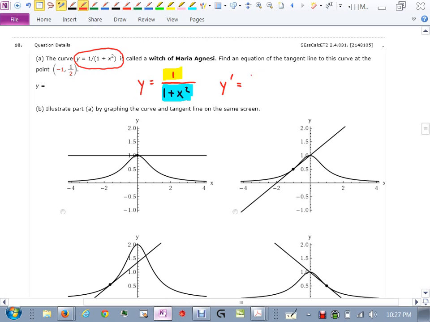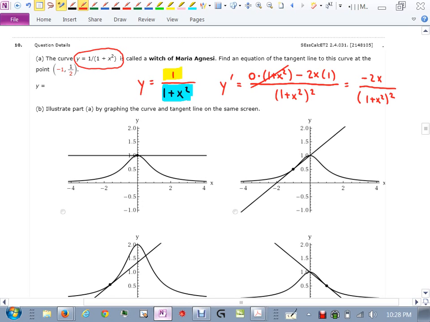The derivative of the top is 0, right? The derivative of 1 is 0 times the bottom. That's really not going to matter because 0 is going to kill it. Minus the derivative of the bottom, which is just 2x, times the top, which is 1, and then over the bottom squared. Let's get rid of this whole thing because the 0 is going to kill that out. I'm left with negative 2x over 1 plus x squared, squared.